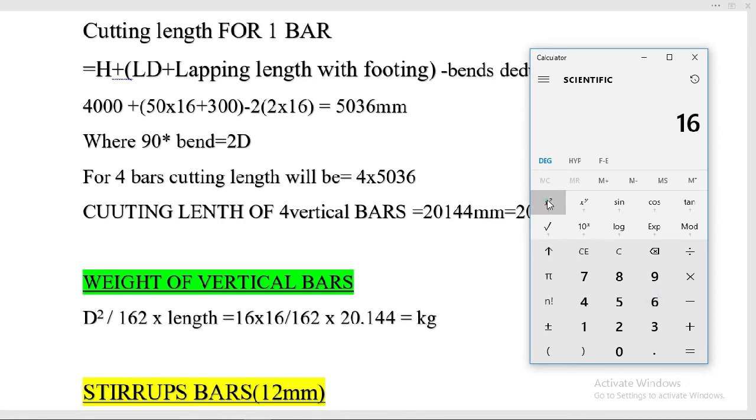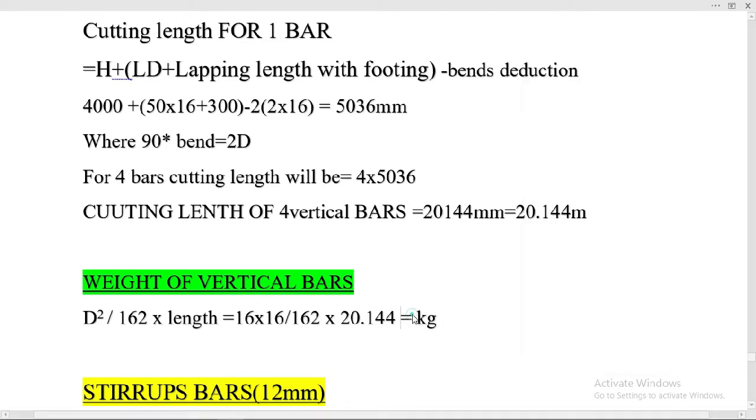Let me calculate it on the calculator. 16 squared is 256, divided by 162 gives 1.58, then multiply it with 20.144, total 31.83. It means the weight of the vertical bars required is 31.83, which we take as 32 kg. The total weight for the 4 vertical bars we require in our column is 32 kg.